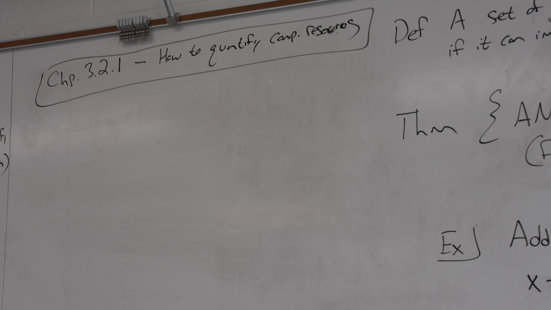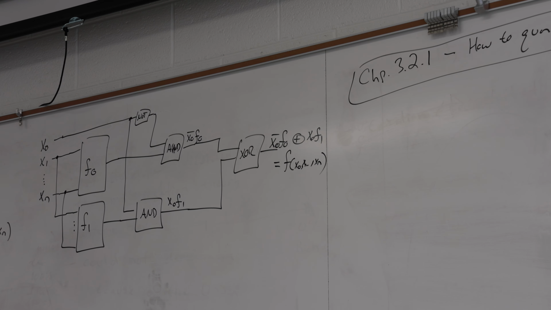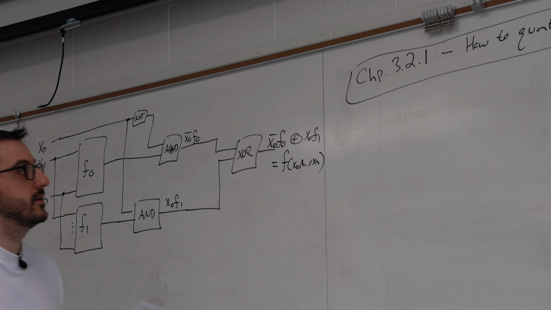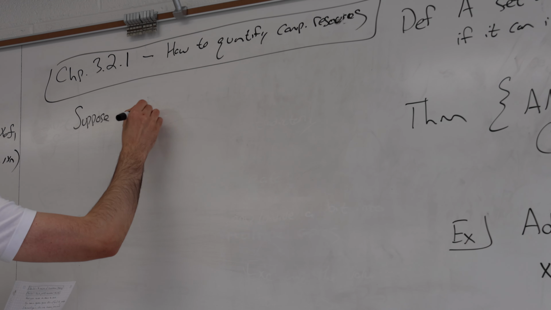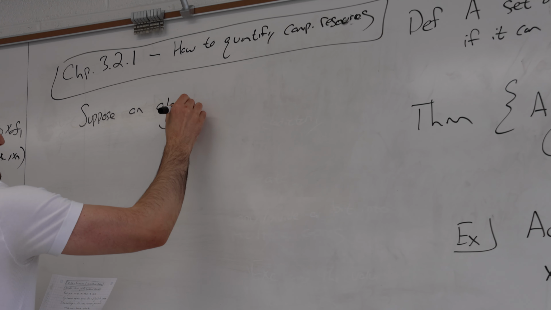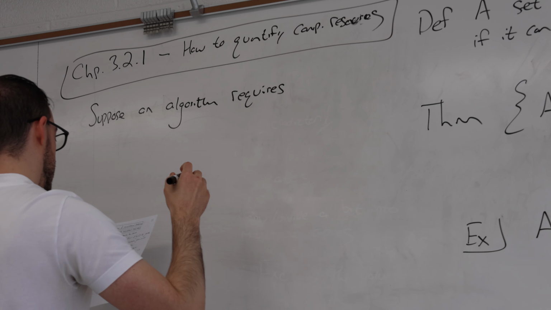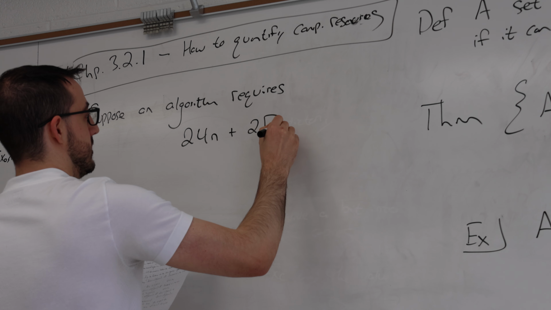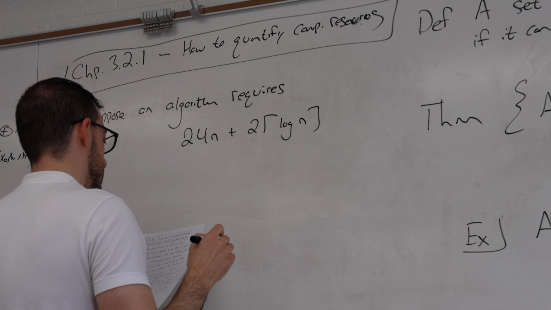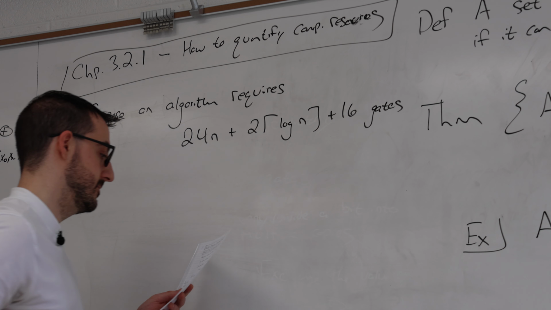In general, the exact number of gates in a circuit, for example, like this one, can sometimes obscure the point that we're trying to get to. So suppose, for example, some algorithm that we want to do requires 24n plus 2 the ceiling of log n plus 16 gates in our circuit.